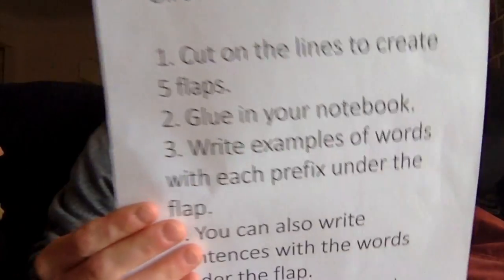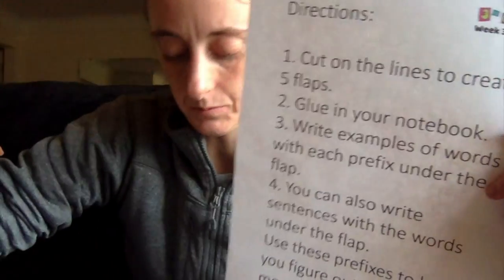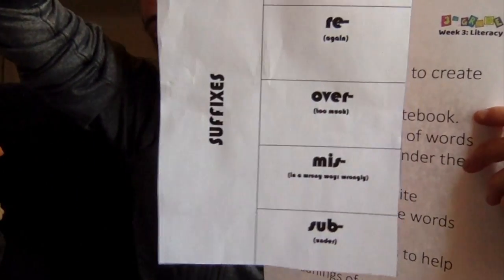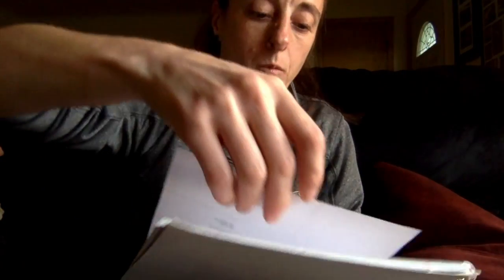Hey guys, I'm going to go over some of the affixes that you have in your Week 3 literacy packet. There are some directions on how to put together a notebook. A couple of things I want to say about this paper. One of the things I've talked to you guys about is something called affixes. Affixes are things you add to words to change the meaning of the words. You can add them to the beginning of the word or to the end of a word.